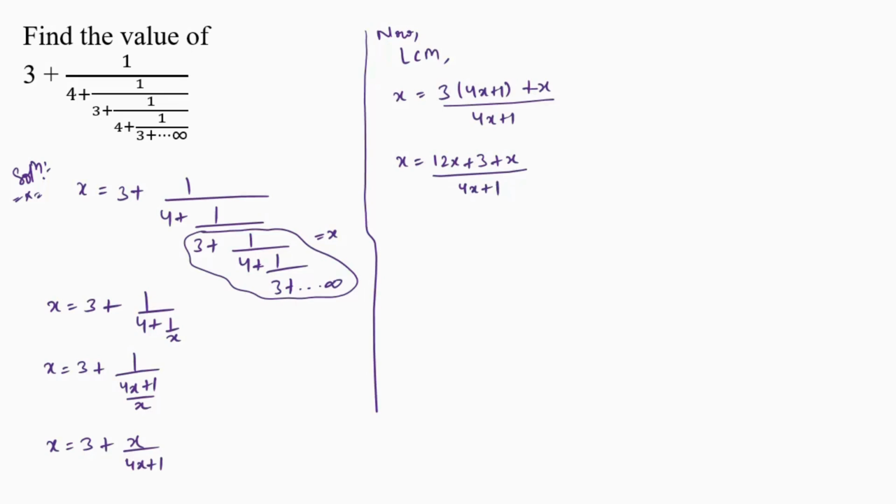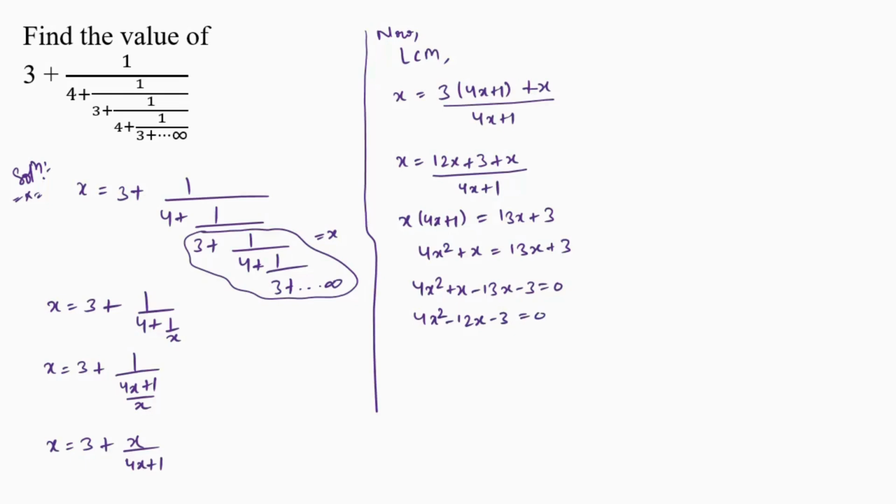Now let's cross multiply this. We get x times (4x plus 1) equals 12x plus x, which is 13x plus 3. On solving this, we get 4x squared plus x equals 13x plus 3. Now bring this 13x plus 3 to the left hand side. We get 4x squared plus x minus 13x minus 3 equals 0. So on solving this, we get 4x squared minus 12x minus 3 equals 0.